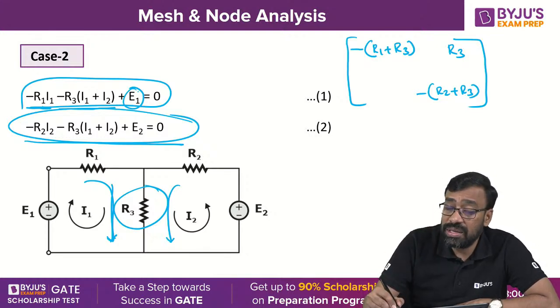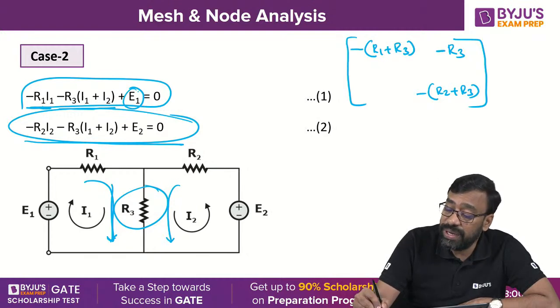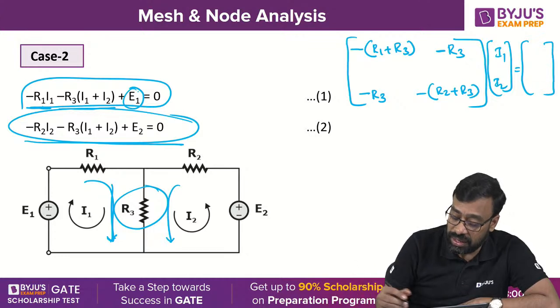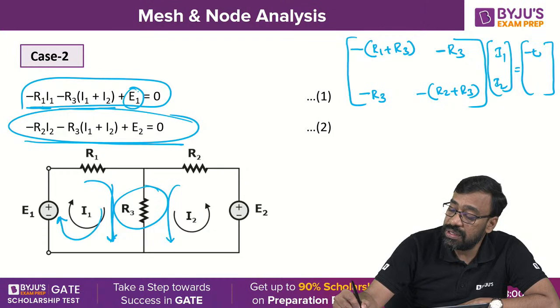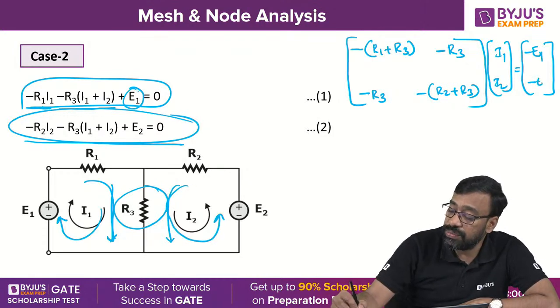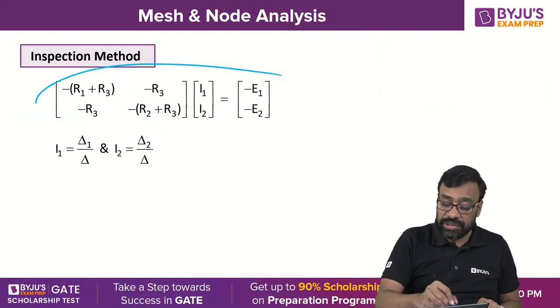Therefore, whatever sign you have taken, the predefined sign negative, the same sign should be taken for the off-diagonal element. First row, second column is the same as second row, first column. That is why minus R3. And this is I1 and this is I2 is equal to, then what do you have here? You're touching negative sign first, therefore minus E1. You're touching negative sign first again, therefore minus E2. You understand, all of you? That is how you got these equations.